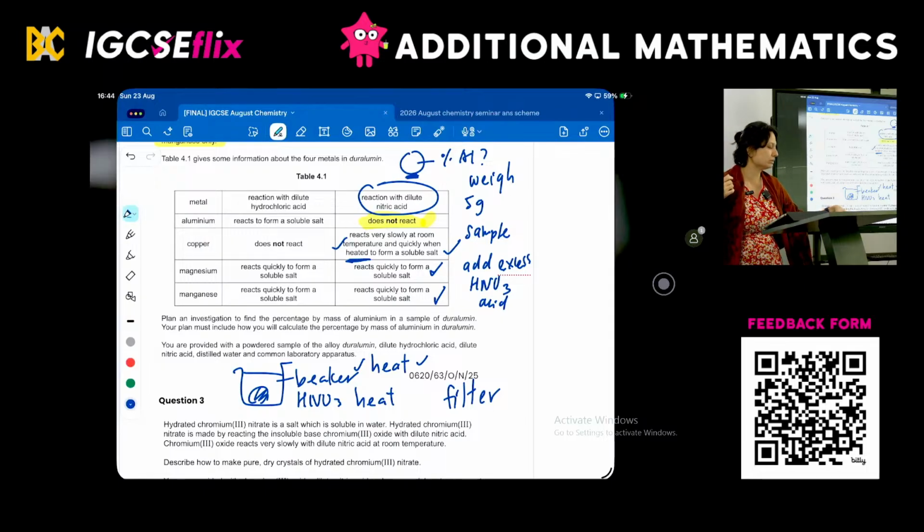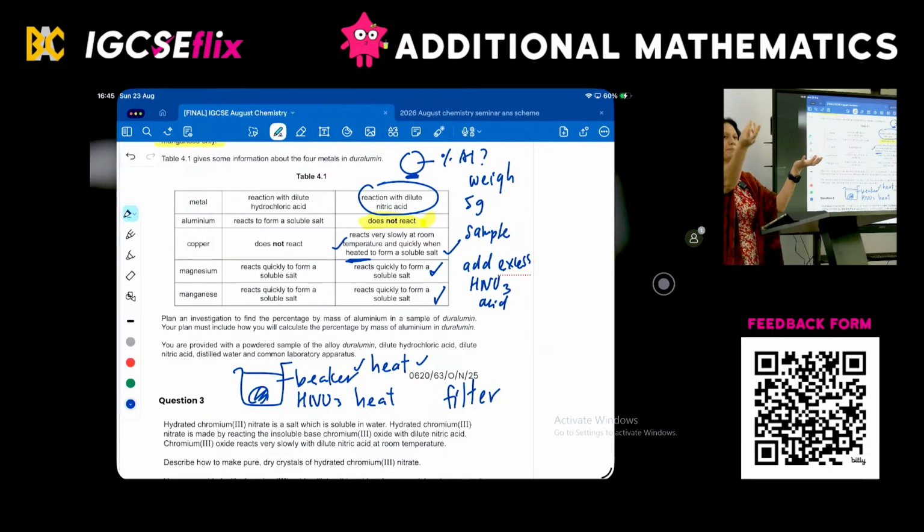Do you need to show how to count? Yes. Okay, so do you understand the experiment? 5-gram sample of duralumin, yeah? Excess. You just write excess. Excess means more than required to react. So you just add a lot of acid and a little bit of duralumin. Because I want to react all the copper. If I don't add more nitric acid, there will still be copper left over, there will still be magnesium left over, there will still be manganese left over. I must make sure all of those three are gone. So that's why I add extra acid. Make sense? Okay, so let's start again.